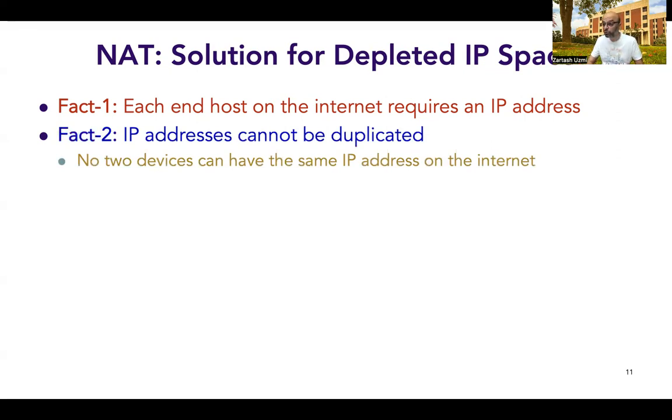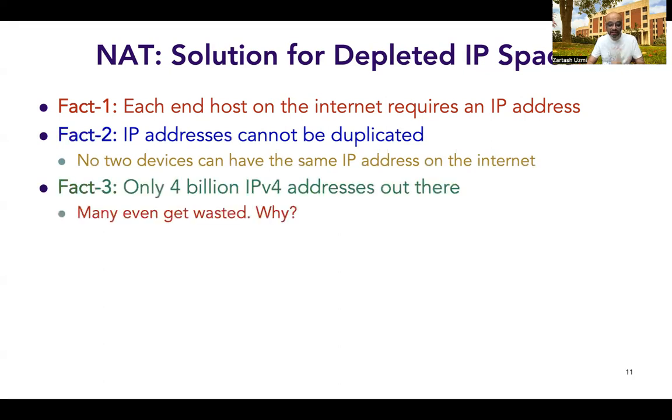Two different hosts on the internet must have two different IP addresses. No two devices can have the same IP address on the internet. And the third fact is that there are only 4 billion IP version 4 addresses, IPv4 addresses as we call them out there. They are 32 bits long, and 32 bits give you only 4 billion different combinations. And some of that IP address space might even get wasted.